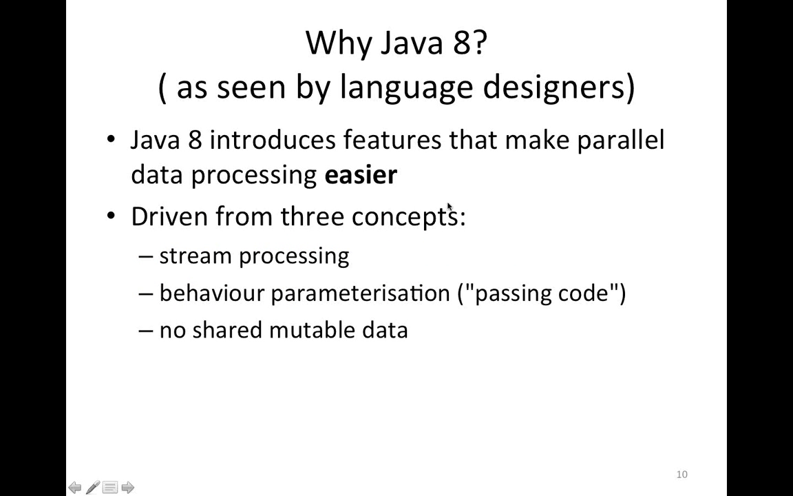And the language designers, they understand this. They know about this. So Java 8 introduced features that make parallelization, processing data in parallel, a lot easier. So we can benefit finally from a multi-core architecture without having to write really complicated code that is difficult to maintain at the same time.